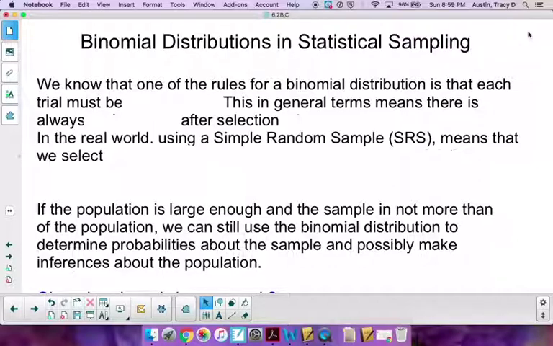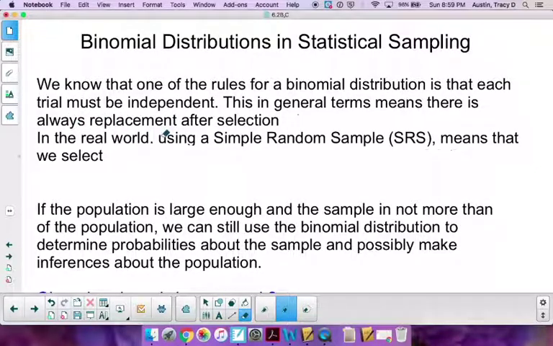Okay, so the last part for binomial distributions is that we know the trials, I mean, that was literally the BINS, right? Each trial must be independent, okay? And we talked about this on Friday. That means that if you're pulling cards out of a deck of cards or buttons out of a bag or whatever, we have a rule for that. And that's that you always replace after selection. I just put an example over there, like marbles in a bag or buttons in a bag or cards out of a deck. We always put them back, in general terms.